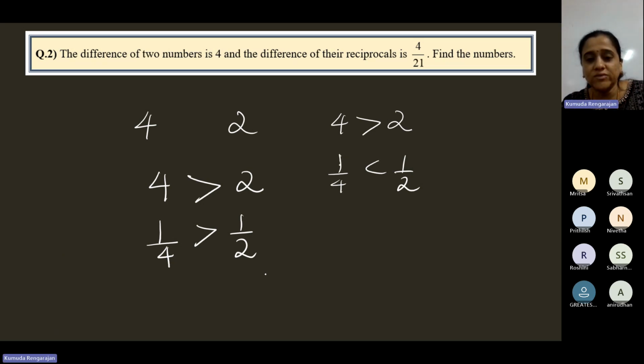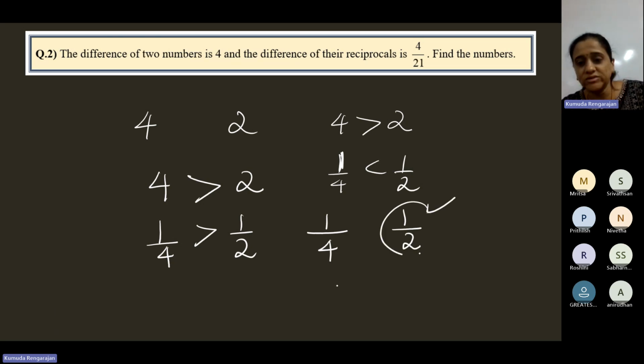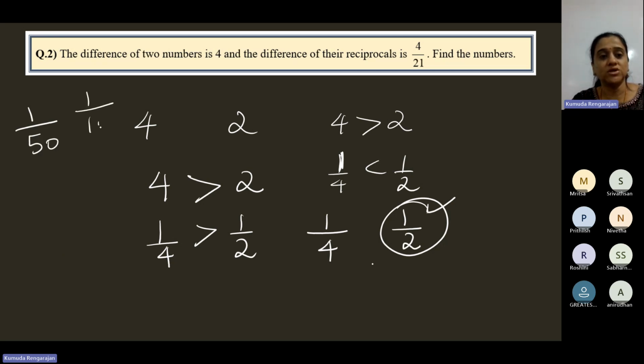It's like, there's one chocolate and you're dividing it into 4 equal pieces. Here, one chocolate and 2 equal pieces. Where will you get more share? Here. So this value is greater. Greater the denominator, smaller the value. Like one chocolate for 50 children, one chocolate for 100 children. Here you'll get a better share, 1 by 50. Here the share is smaller. Greater the denominator, smaller the fraction when the numerator is a constant.